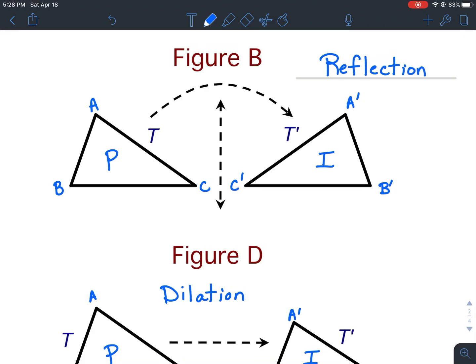If you think about when you look in the mirror, and if you raise your right arm, in the reflection, it looks like you're raising your left arm. It looks like it's the opposite. So the orientation is the opposite. It gets flipped. That's a reflection.